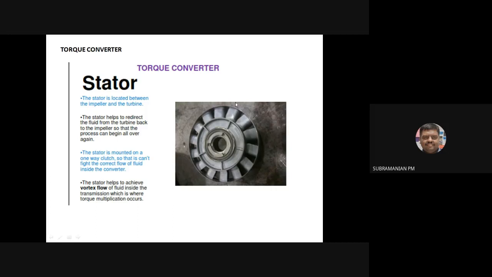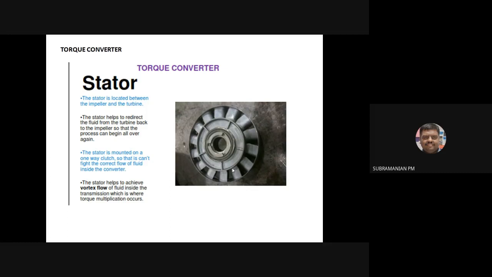So now see where the stator will be located. You have to remember that my stator is located between turbine and impeller. So already I told you, the stator is going to redirect the fluid to the impeller so that again the torque multiplication will take place. And stator is mounted with the help of one-way clutch. So in torque converter, you have to remember these words: impeller, turbine, stator. Stator is fixed using one-way clutch.